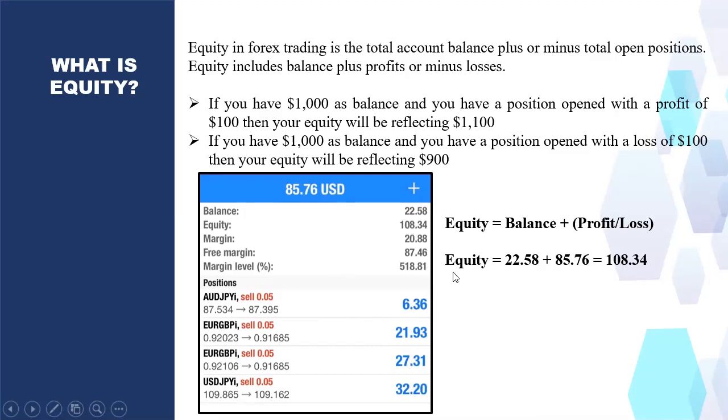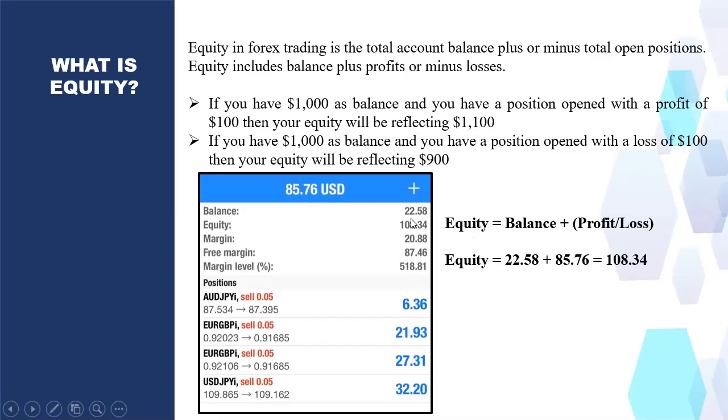So now let me let you know that the equity keeps on fluctuating until you close all your positions. Equity stops fluctuating where equity equals balance when you close all positions. I didn't say this on the slide, but take note of this. Equity equals balance when you close all the positions. So let's come back to this point here. If you have $1,000 as balance and you have a position open with a profit of $100, then your equity will be reflecting as 1,100.